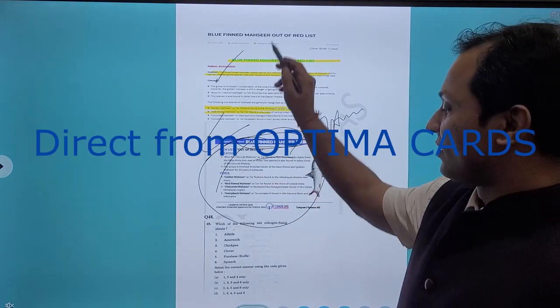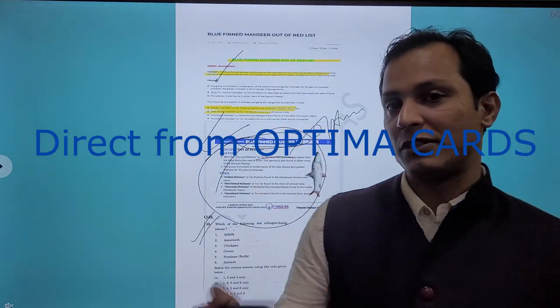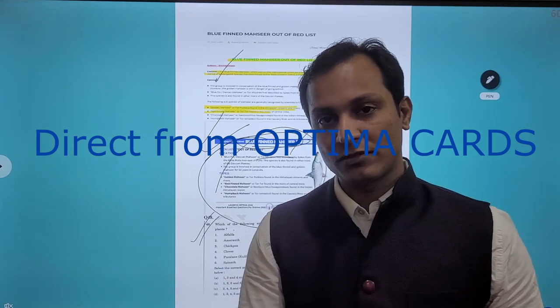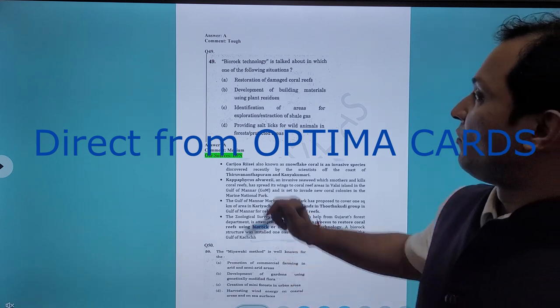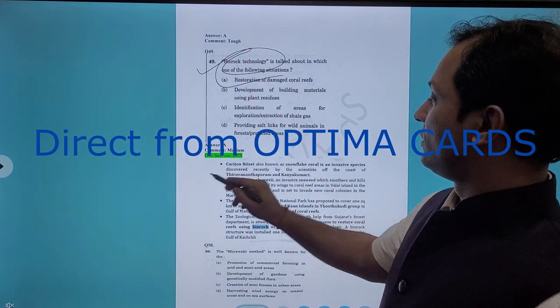Very easy one, guys. Okay, 48 was an option elimination question. So this was not from my source. Okay, guys, so we can remove this question. 49, you see, Biorock technology, directly from the DPN, guys.